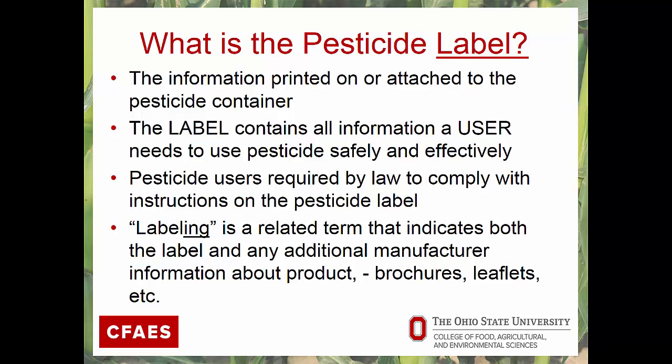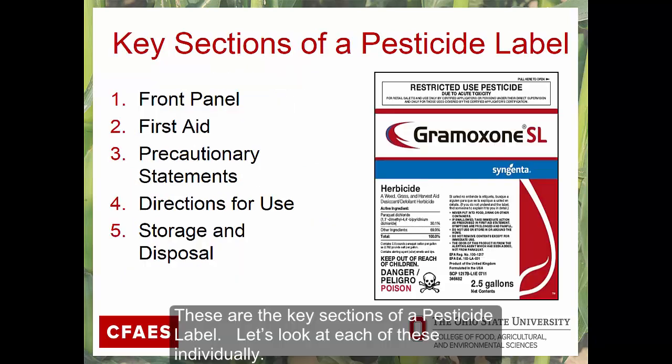Now, labeling is a related term that indicates both the label and any additional manufacturer information about the pesticide product, such as informational brochures, leaflets, etc. The objective of this module, of course, is to concentrate on the pesticide label itself. These are the key sections of the pesticide label. We're going to go through each one of these, starting with the front panel, so I'm not going to mention all of these at this point.